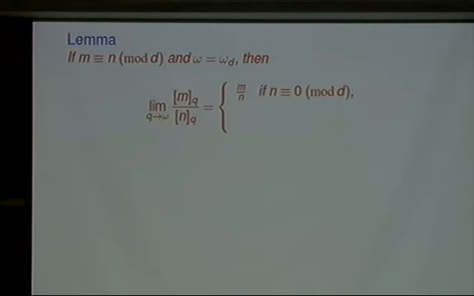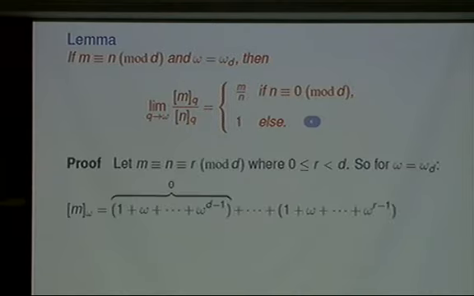Well, it's very nice. One of two things happens. If n is divisible by d, which of course means that m is also divisible by d because they're congruent, then you just get the ratio of the corresponding integers. So that's really pretty. And in all other cases, you get 1. So it's very simple, and it's also extremely simple to prove.